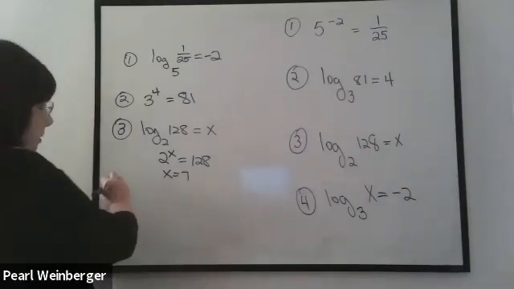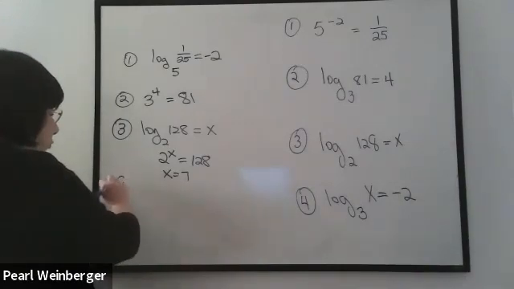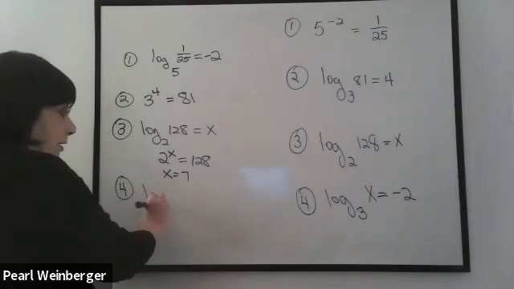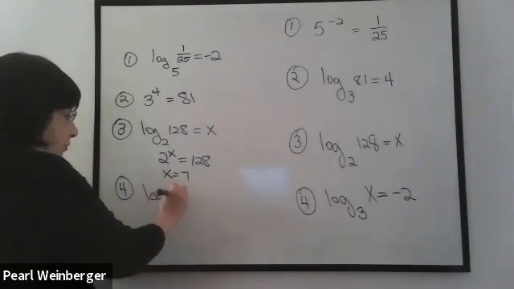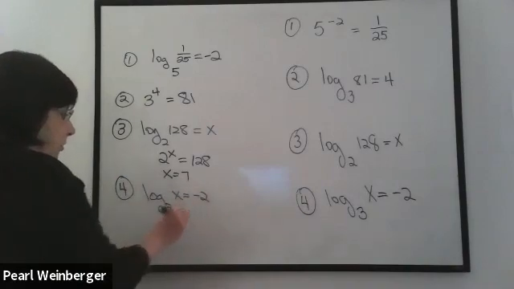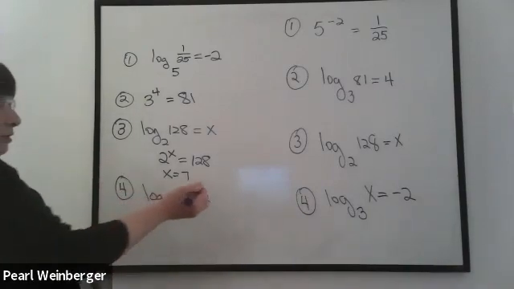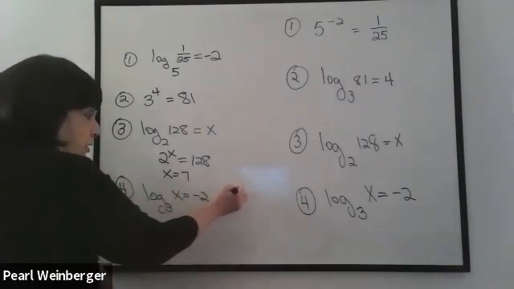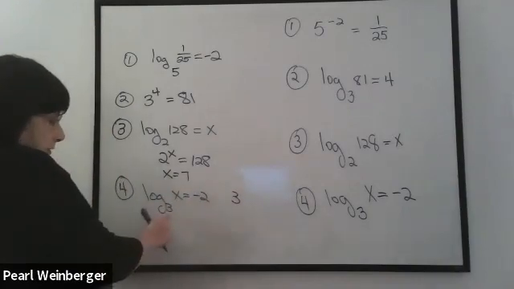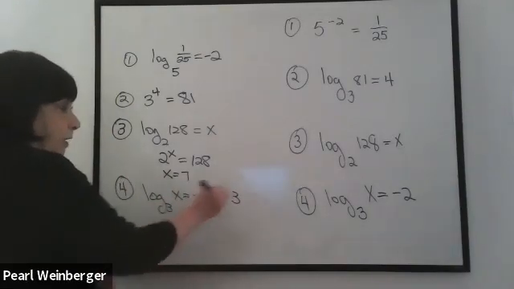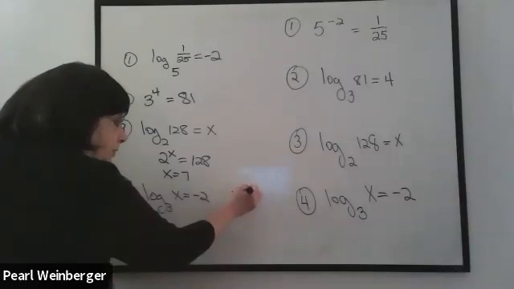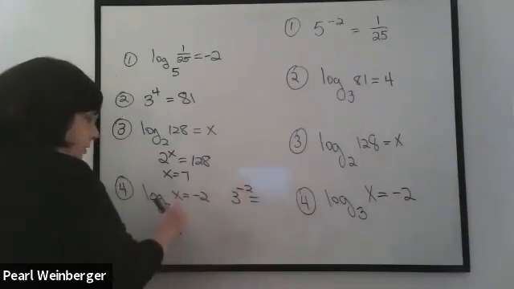And the answer, let's do number 4. We have log base 3 of x equals -2. So again, switching this to exponential form, my base is still going to be the subscript 3. The exponent is now going to be -2, and that's going to give me this x.